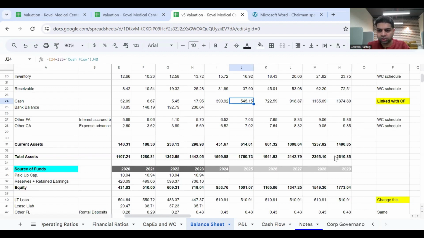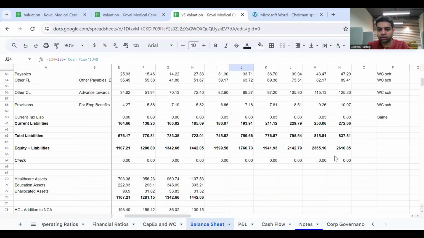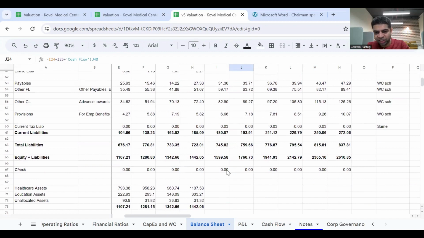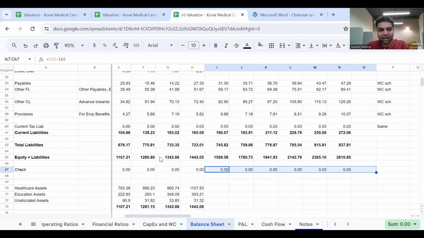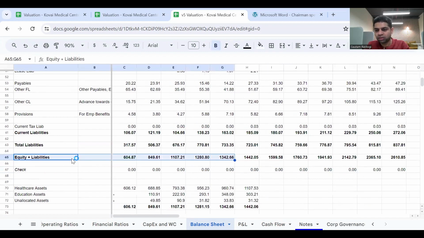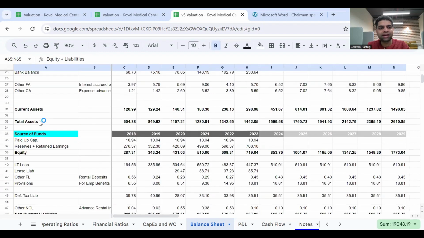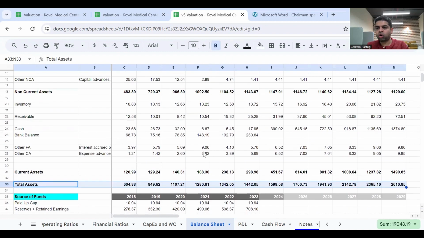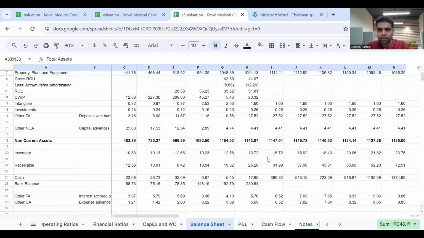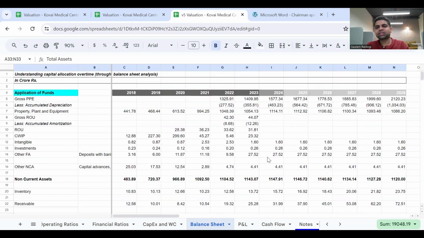Yes. Now let's see. I think we've modeled everything. See, the balance sheet has balanced: my equity plus liability is equal to my total assets. That means all our linkages are spot on. So this completes our modeling of the financial statements, balancing of the balance sheet.